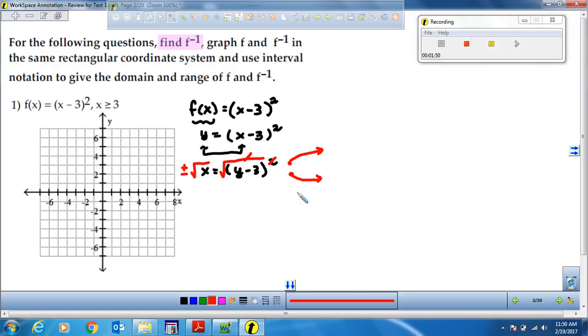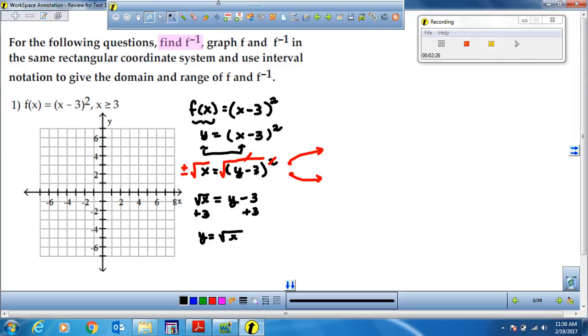Right now when we look at the graph, but when we graph its inverse, you're going to easily determine which one of those two is going to be the correct function. So right now I am not going to put the plus or minus, I'm just going to put it at the end once we graph this function. So I'm just going to write it as the square root of x equals y minus 3. So now we need to add the 3 to both sides to solve for y. So that gives us y is equal to square root of x, and then on the outside a plus 3.